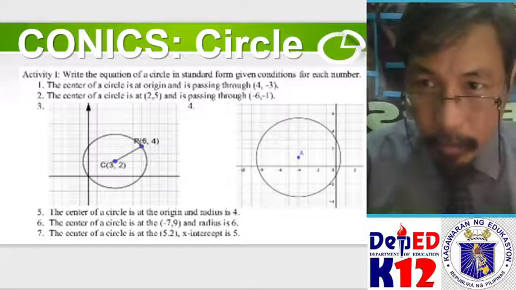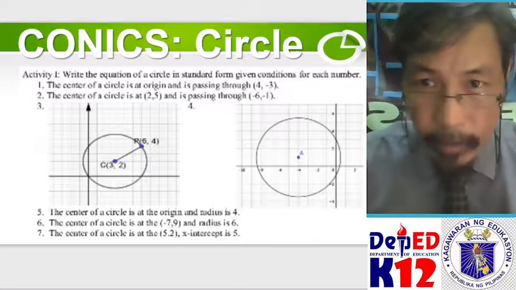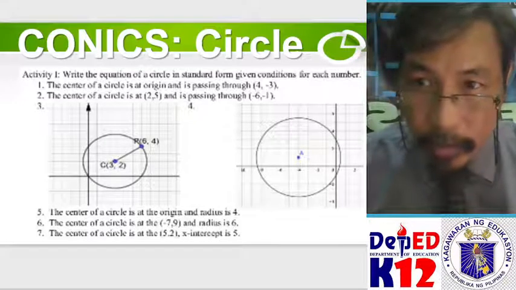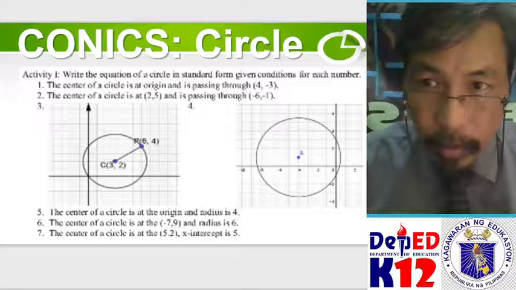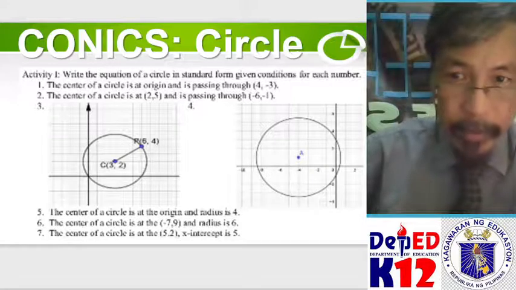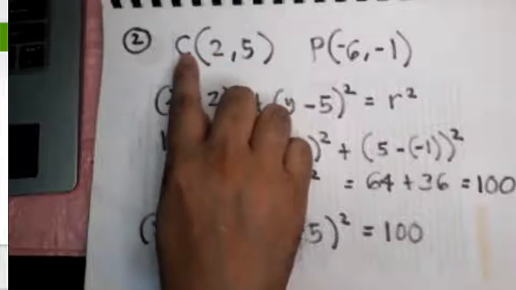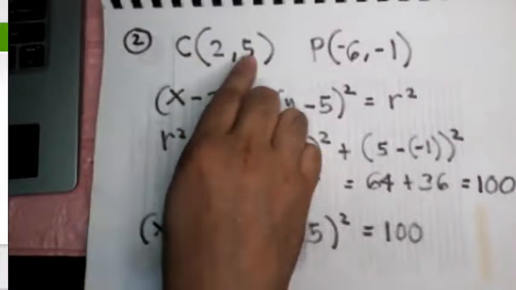So now we have number 2, which states that we have the center of the circle at (2, 5). Okay. So we have the center of the circle at (2, 5). So C is (2, 5).